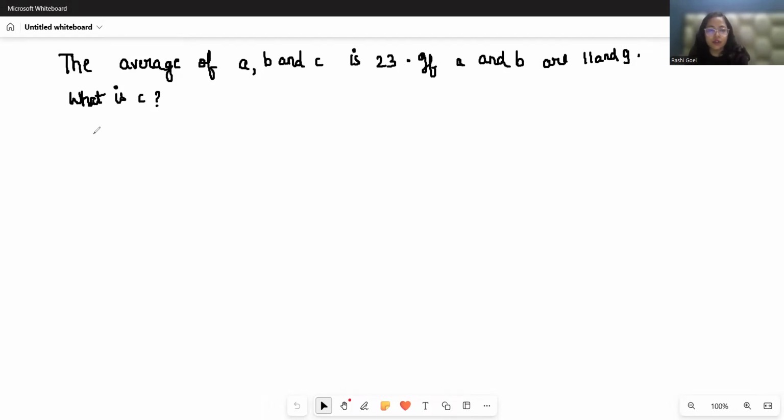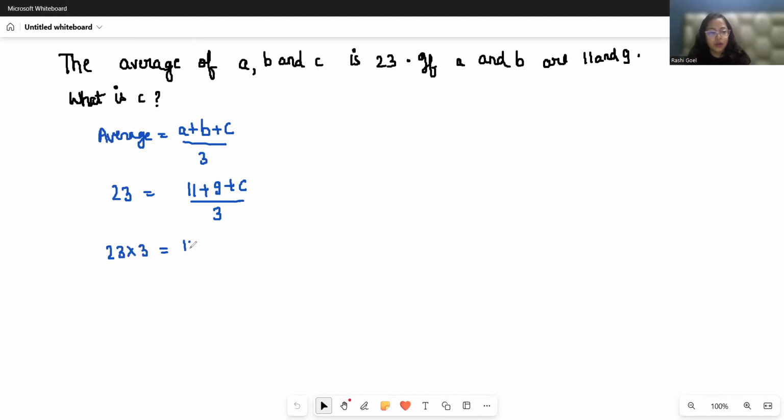So first we're going to use the average formula, that is average equals (A + B + C) / 3. So average is 23, where A is 11, B is 9, and we have to find the value of C. So 23 multiplied by 3 equals 11 + 9 + C.